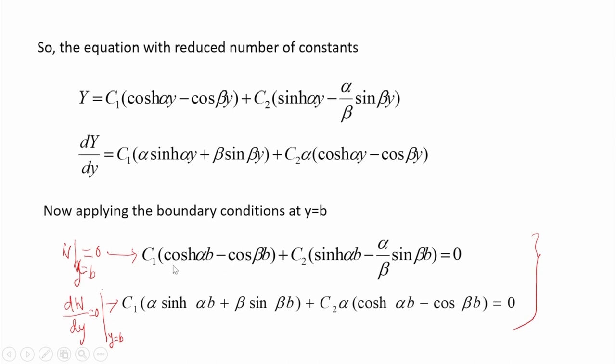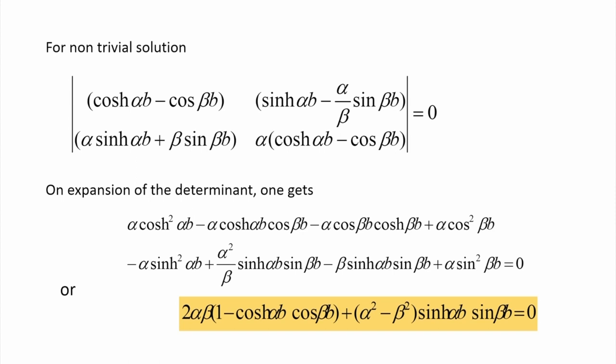But remember that the equation you have to solve is not a simple equation. It is of transcendental type and contains hyperbolic and trigonometrical functions. So you have to solve it numerically, because a closed form solution of this type of equation is not possible. For a non-trivial solution, we equate the determinant to 0: first row cos hyperbolic alpha b minus cos beta b, sin hyperbolic alpha b minus alpha by beta sin beta b, and second row alpha sin hyperbolic alpha b plus beta sin beta b, alpha cos hyperbolic alpha b minus cos beta b, equal to 0.